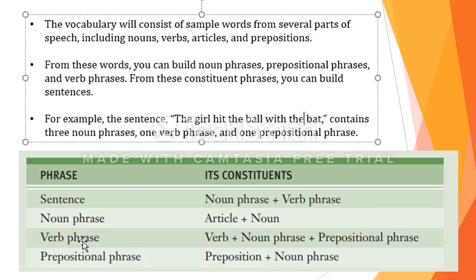Whenever you form a sentence, the sentence contains a noun phrase and a verb phrase. Whenever you have a noun phrase, it contains an article and a noun. Similarly, if you use a verb phrase, what should be in the verb phrase? A verb, a noun, and a preposition. All these three should be there. And if we use a prepositional phrase, what does it mean? A preposition combined with a noun. So, keeping all these rules in mind, we need to write a program in such a way that all these things will be performed in the program.